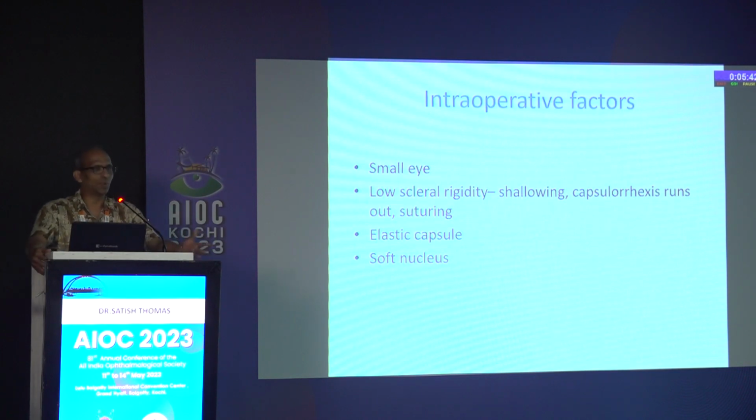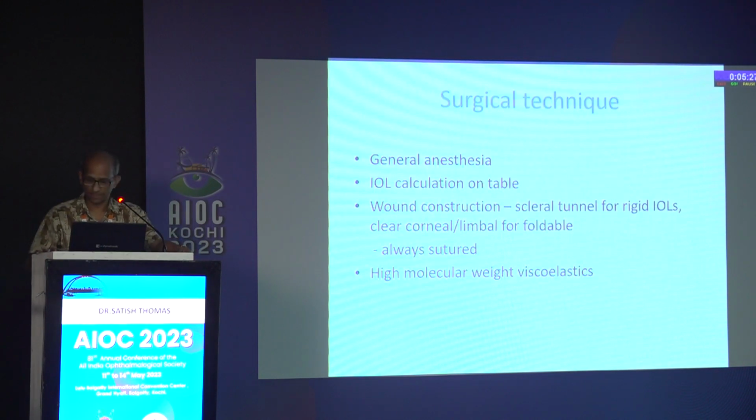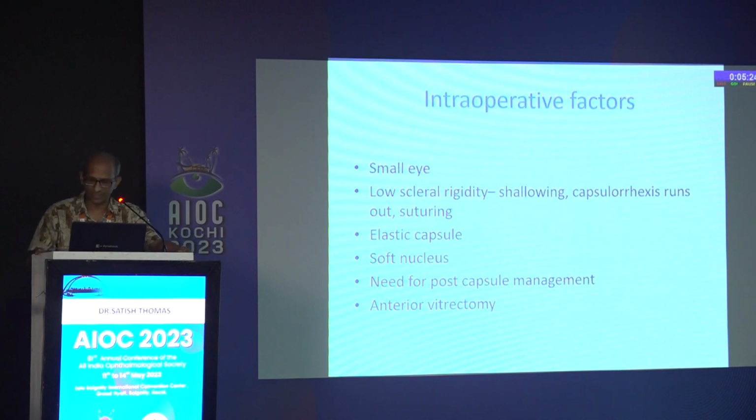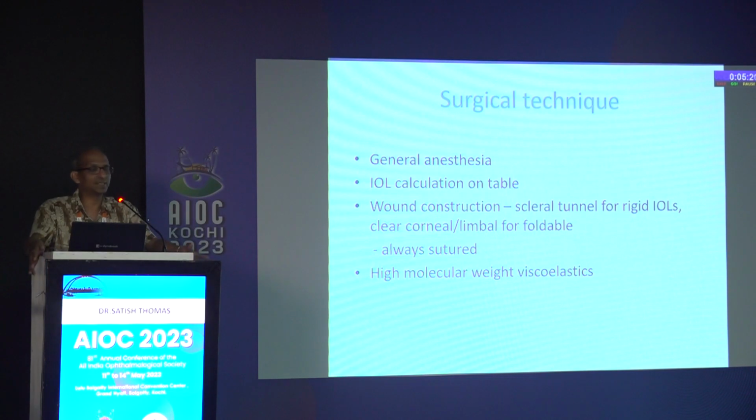The nucleus is soft. That is one thing that makes a cataract surgery easier in a child, and so we don't need phaco energy most often. And a posterior capsule would need management always, and that's how it differs from an adult cataract, and the need for an anterior vitrectomy also. General anesthesia is always required in a child. IOL power calculation is most often to be done on table, so therefore we would have to bring all our machines to calculate the IOL power into the theater. Wound construction, a scleral tunnel for a rigid IOL because you need a big wound.